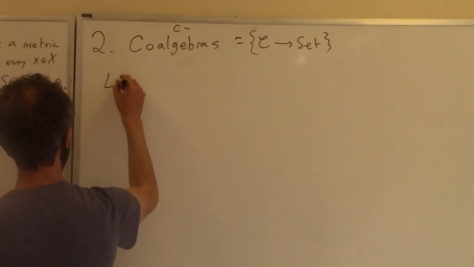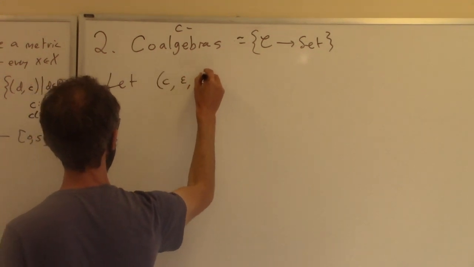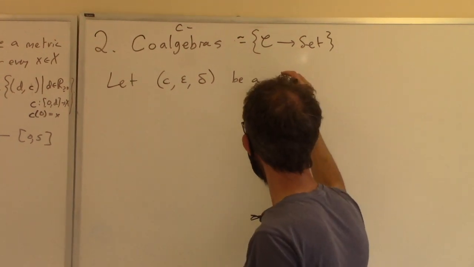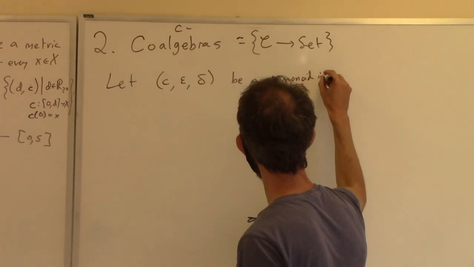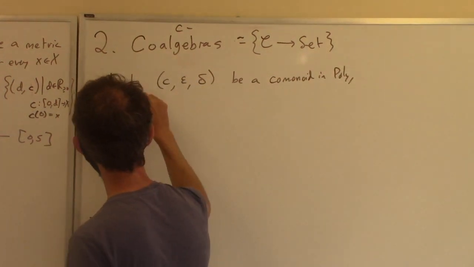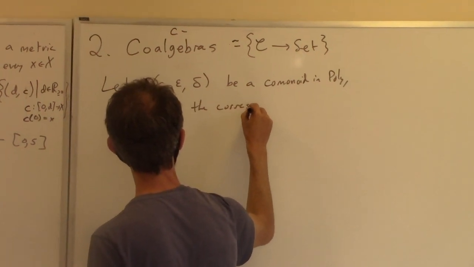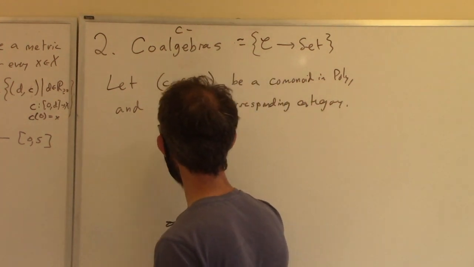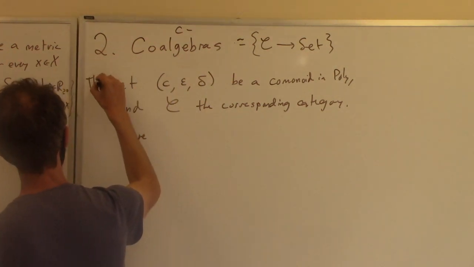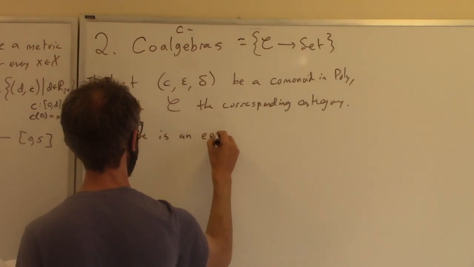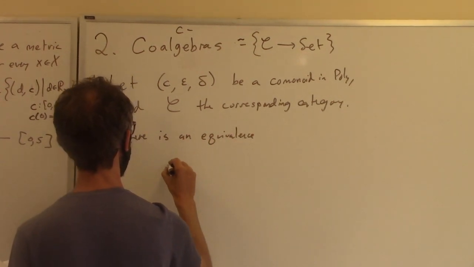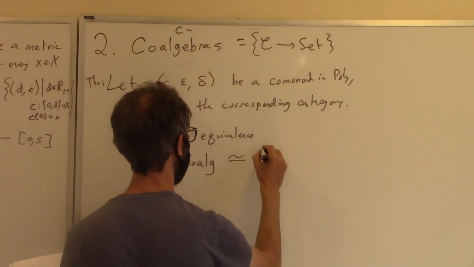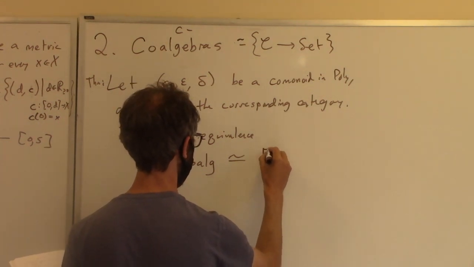So let (C, epsilon, delta) be a comonoid in Poly, and C the corresponding category. Oh, well, I guess I already said this. There is an equivalence, I guess I'm writing a theorem now. There is an equivalence between C coalgebras, which I have not defined yet, but I will, and functors from C to Set.